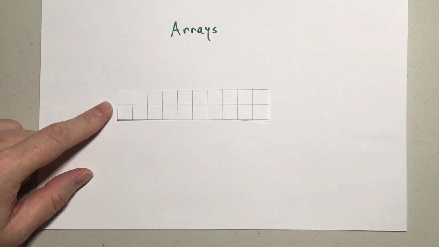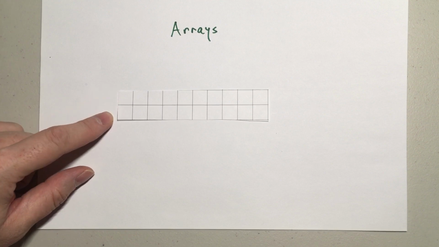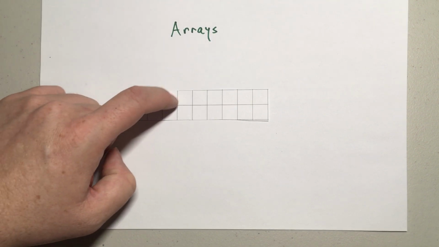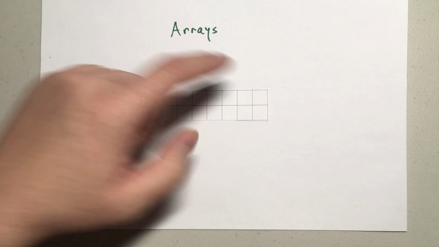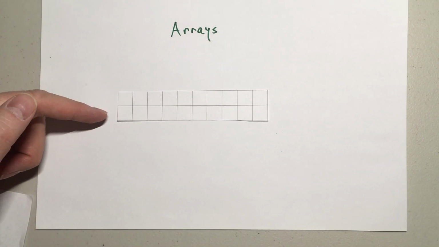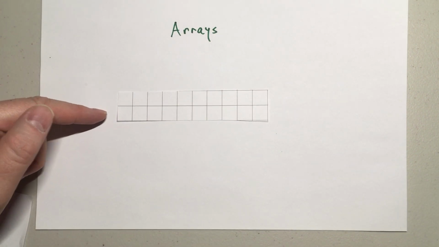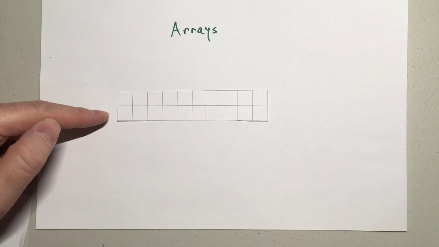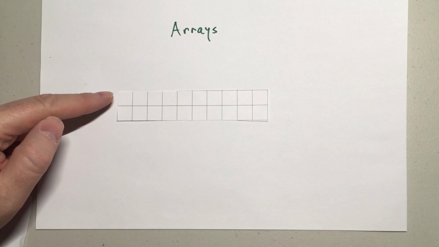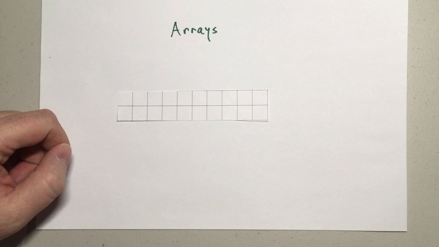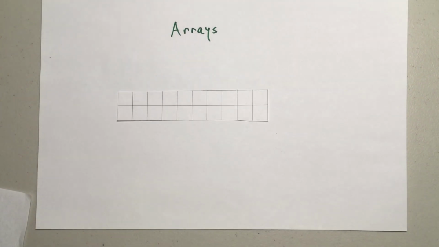Okay, so here's another type of array. We have two equal groups of 1, 2, 3, 4, 5, 6, 7, 8, 9, 10. And I know that two equal groups of 10 is 20. So equal groups, 2 of 10, repeated addition, 10 plus 10 equals 20. And those are going to be basically your multiplication concepts.